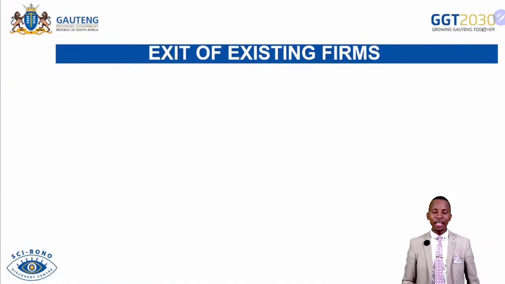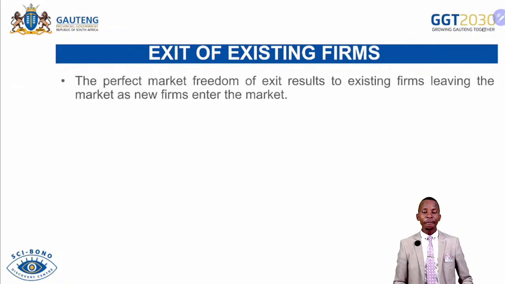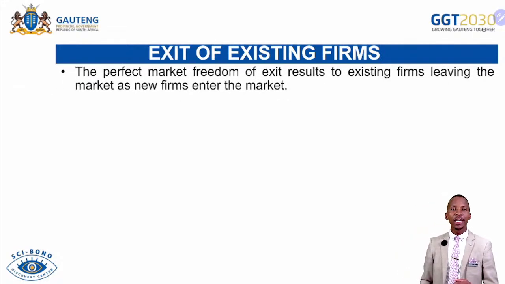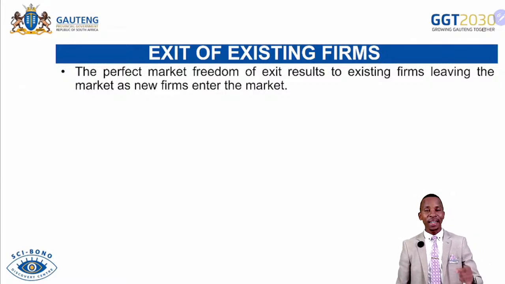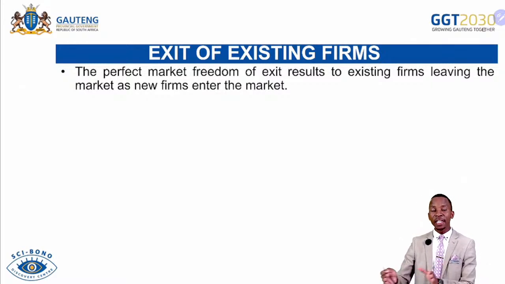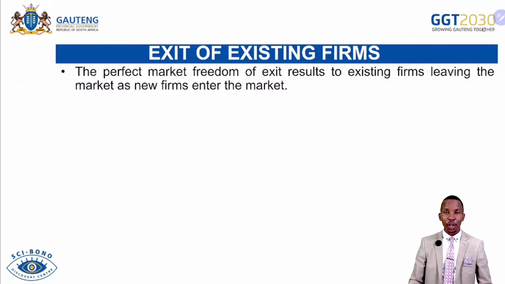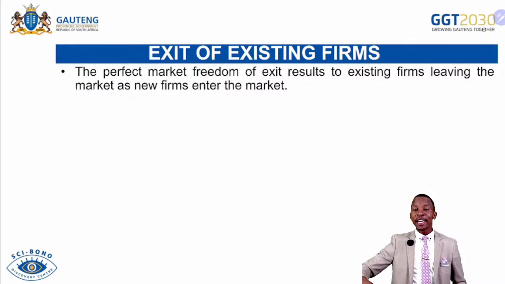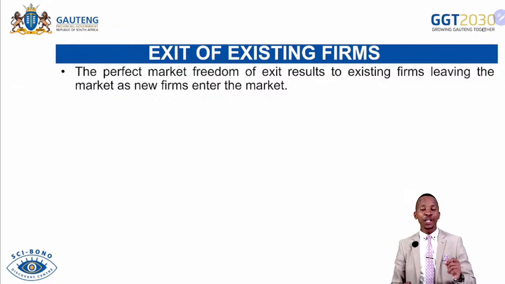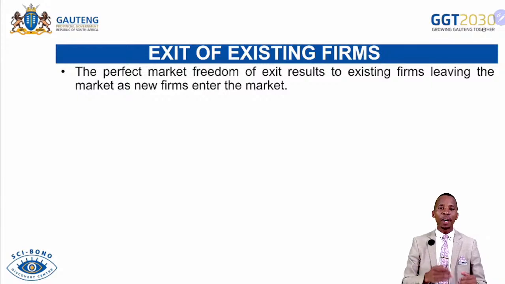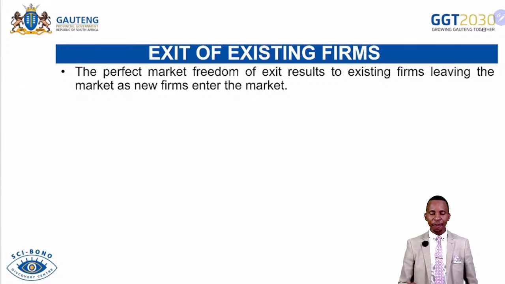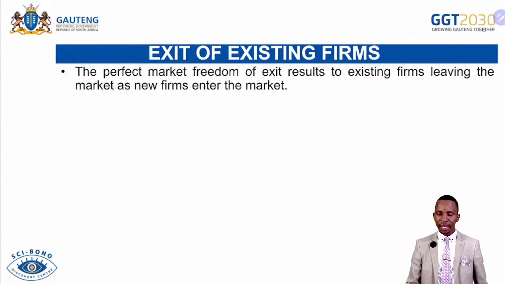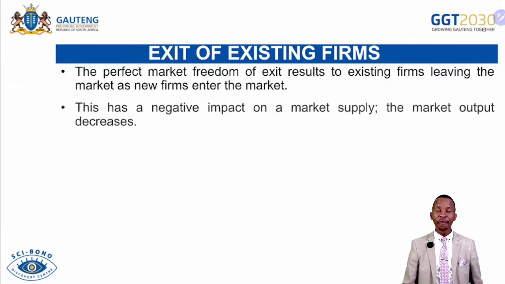And then, what if other firms are exiting the market? If other firms are exiting the market now, that will lead to lower supply within the market, or within the industry. If other firms are leaving the market, the supply for the industry will decrease, which will lead to firms within the market enjoying profit because now the competition has declined due to the decrease in what? In the number of firms that are exiting because they are no longer enjoying a supernormal profit. They enjoy normal profit, so they exit the market. As they exit the market, supply declines. So the perfect market freedom of exit results in existing firms leaving the market. So they happen to leave the market if they are no longer getting profits.